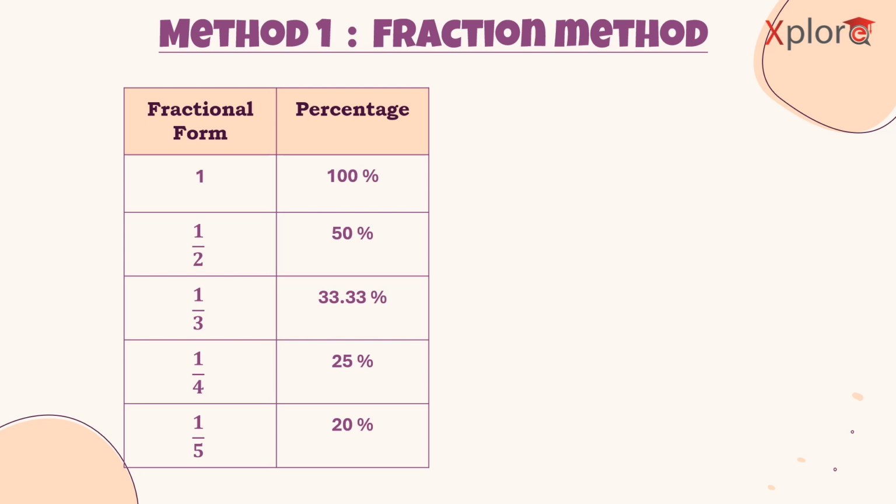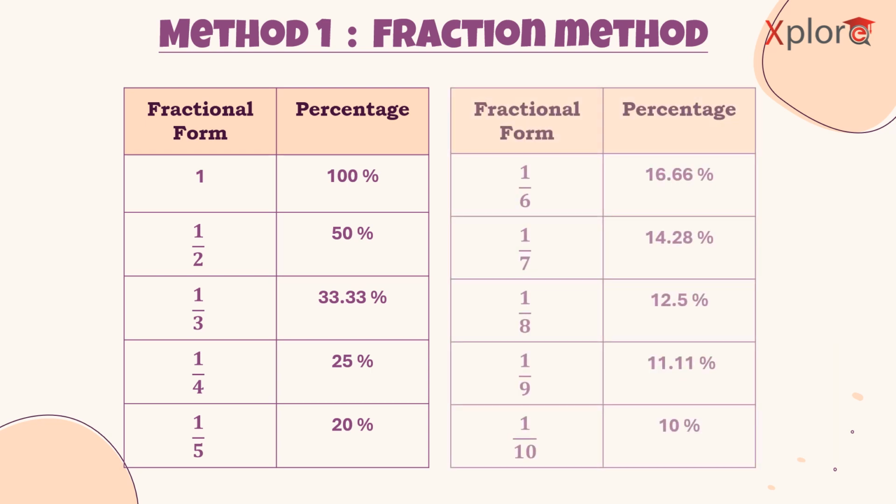So 100 by 3, 33.33%. 100 by 4 is 25%. 100 by 5 is 20%. Similarly, 1 by 6 is 16.66. 1 by 7 is 14.28. 1 by 8 is 12.5%, 1 by 9 is 11.11%, and 1 by 10 is 10%.